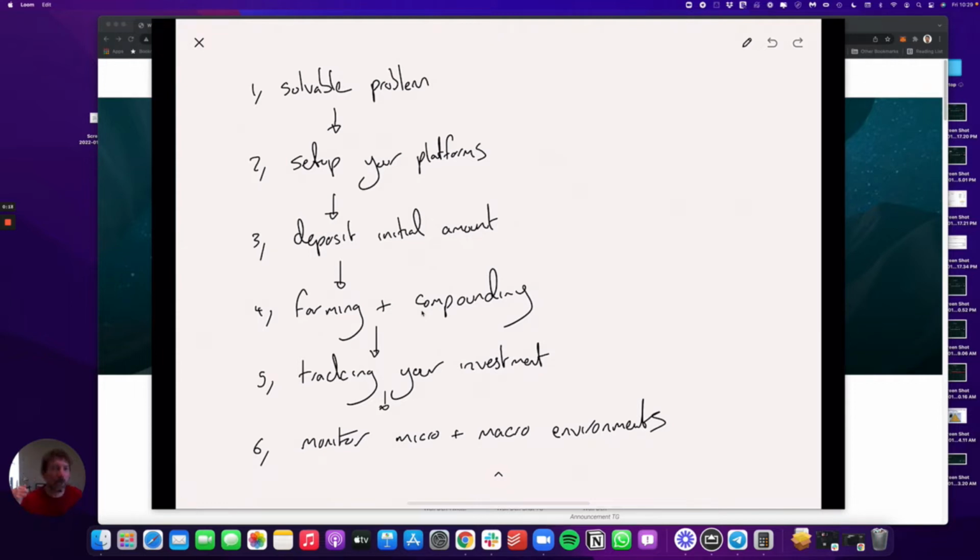You would have already gone through the solvable problem. You will have already either understood the video or actually set up your platforms. Good job you. Number 3 then is deposit initial amount. So hopefully now you have some cash in your wallet, and that's actually then transferred into crypto. So you actually have some crypto.